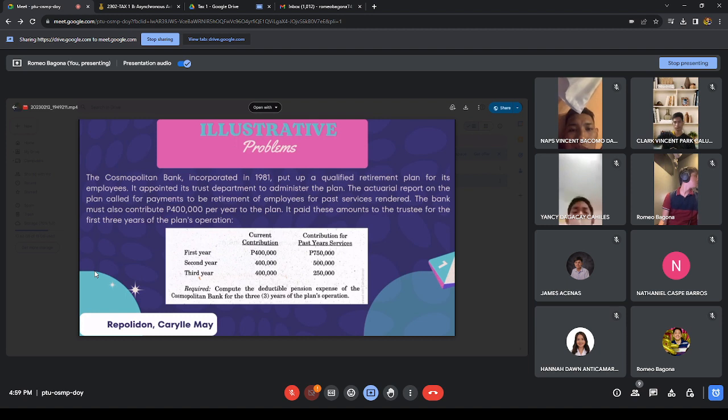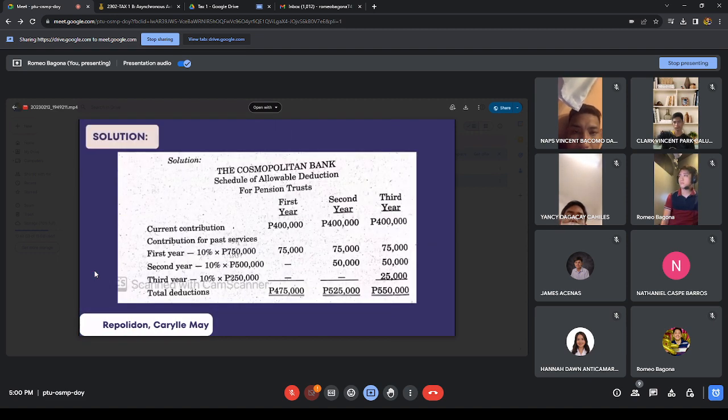For the previous years' services, the bank contributed 750,000 pesos in the first year, 500,000 in the second year, and 250,000 pesos in the third year, while the bank's current contribution for 3 years is 400,000 pesos each year. So we are required to compute for the deductible pension expense of the Cosmopolitan Bank for the 3 years of the plan's operation. Solution to problem number 2.